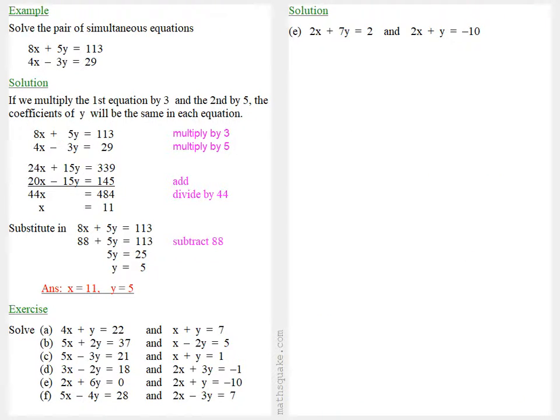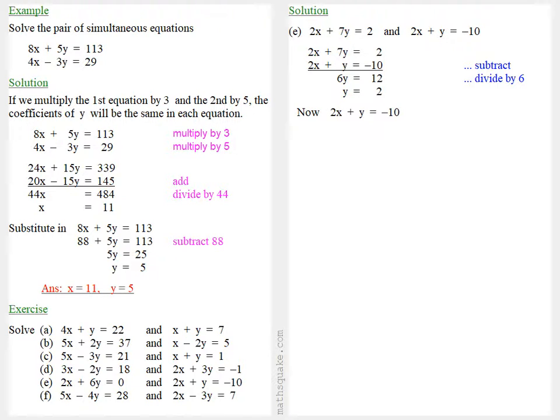In question E, we have 2x plus 7y equals 2 and 2x plus y equals minus 10. Now in this case we've got 2x in both equations. So if we write them down and subtract, we'll have 2x plus 7y equals 2 and 2x plus y equals minus 10. So subtracting, 6y equals 12. 2 take away minus 10 is 2 plus 10, which is 12. So 6y equals 12, which means if we divide by 6, y equals 2.